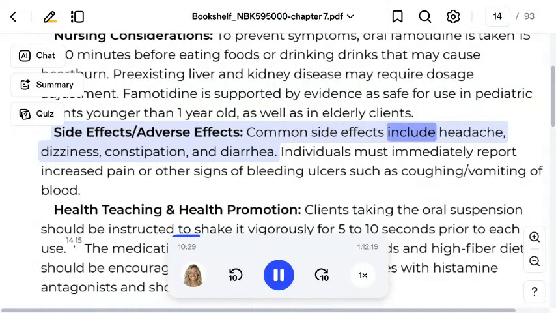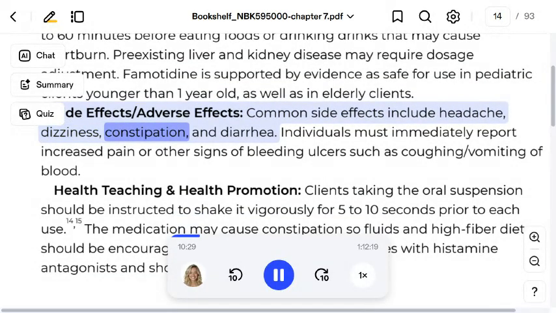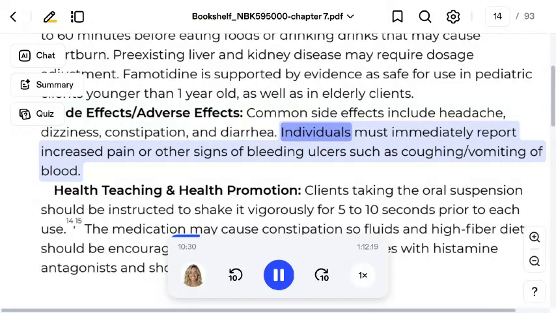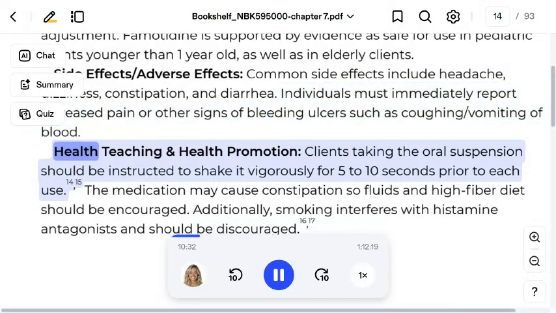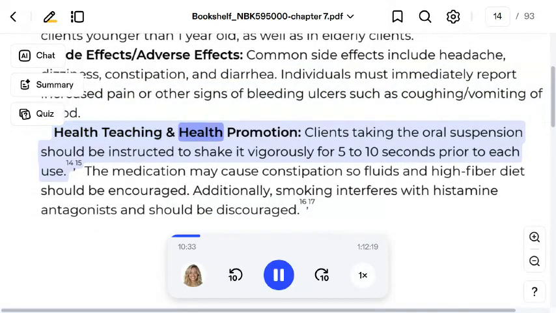Side effects, adverse effects. Common side effects include headache, dizziness, constipation, and diarrhea. Individuals must immediately report increased pain or other signs of bleeding ulcers, such as coughing, vomiting of blood. Health teaching and health promotion.